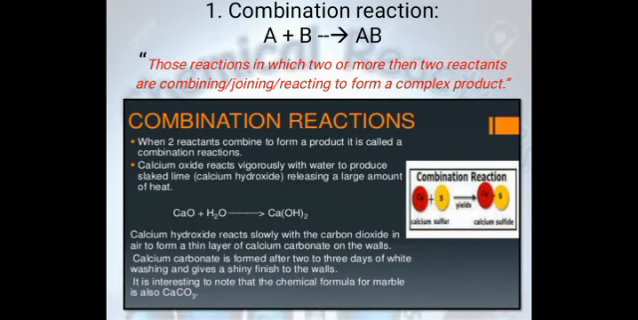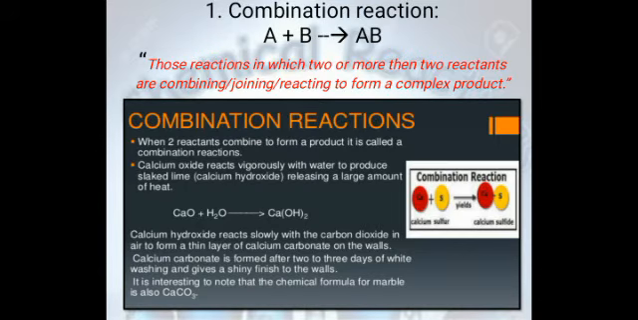As you can see here in the example, when two reactants combine to form a product, it is called a combination reaction. Calcium oxide, CaO, is the formula of calcium oxide. Calcium oxide reacts vigorously, meaning very fast, with water to produce slaked lime. CaO plus H2O gives Ca(OH)2. Now I want to draw your attention to the reactant and product side. On the reactant side there are two, CaO and H2O, combining, and on the product side there is only one. So this kind of reaction comes under the category of combination reaction.